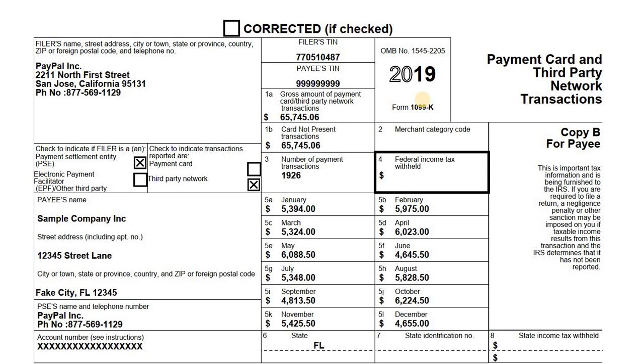So now when the individual files their 1040, the same issue I discussed previously with the matching program, the IRS is going to look at the 1099-K reported under the individual's Social Security number and then cross-check that with what was reported on the tax return and say, hey, what gives? How come you've got $65,000 in gross payment transactions, but we don't see a Schedule C with all of this income reported? What's going on? You don't want to be in that position, right?